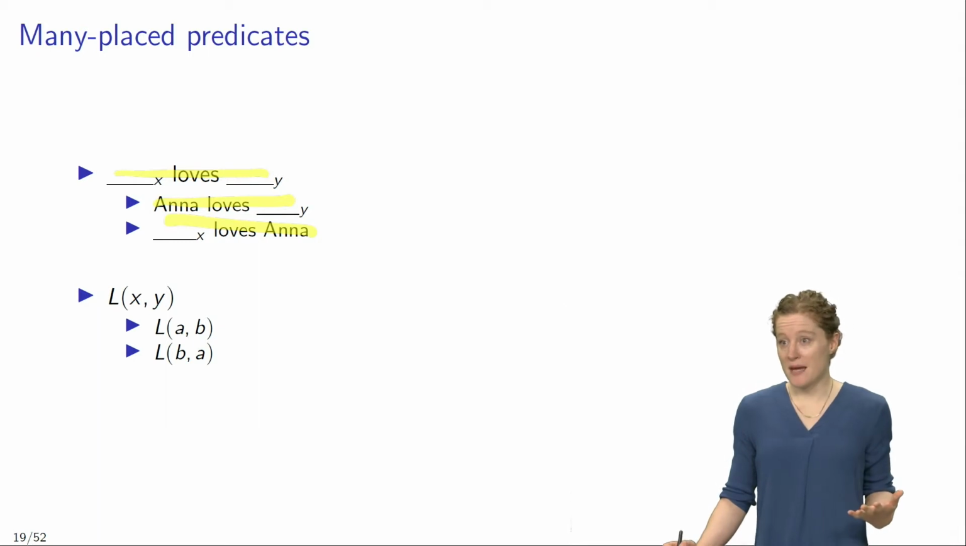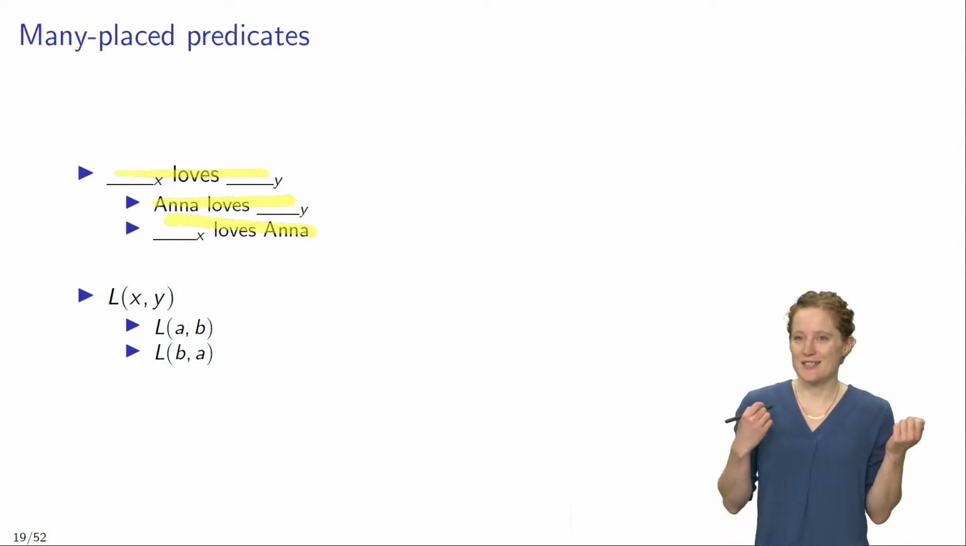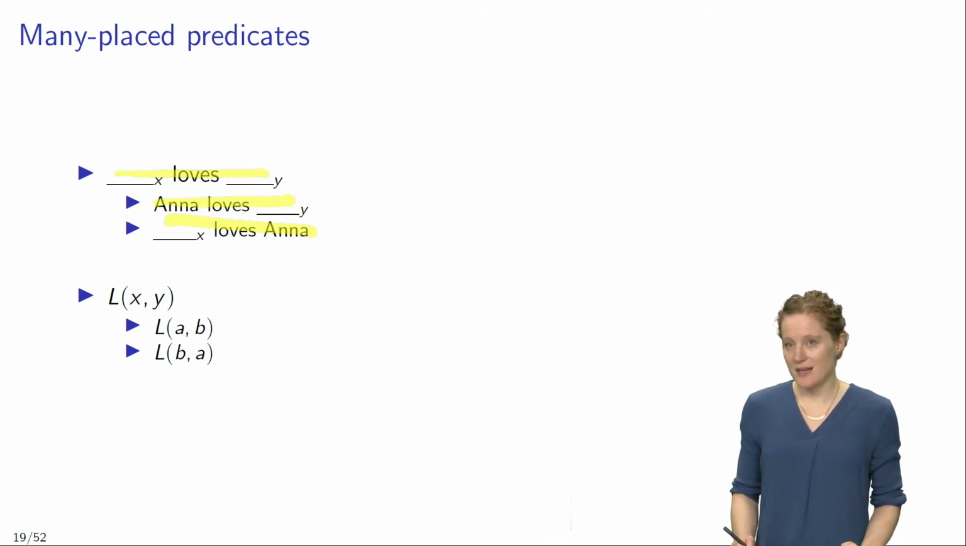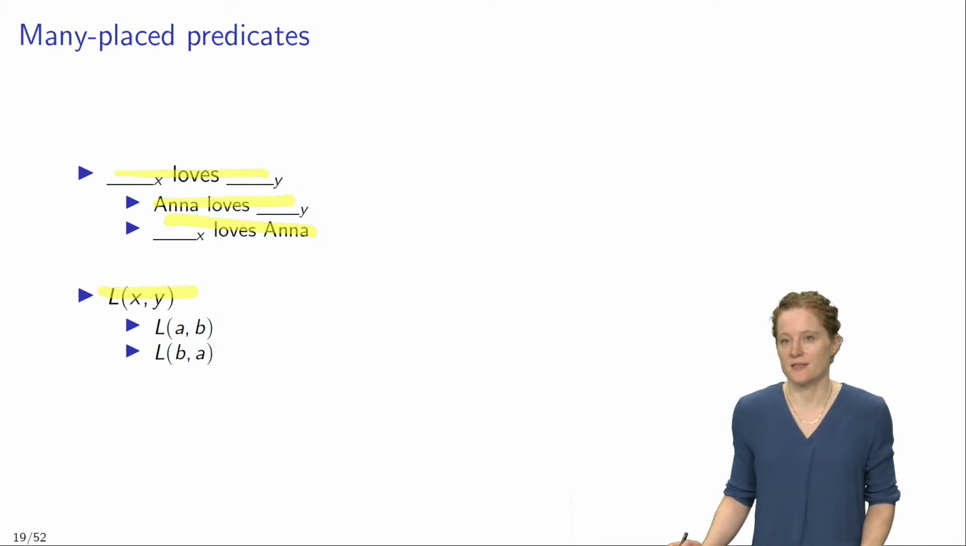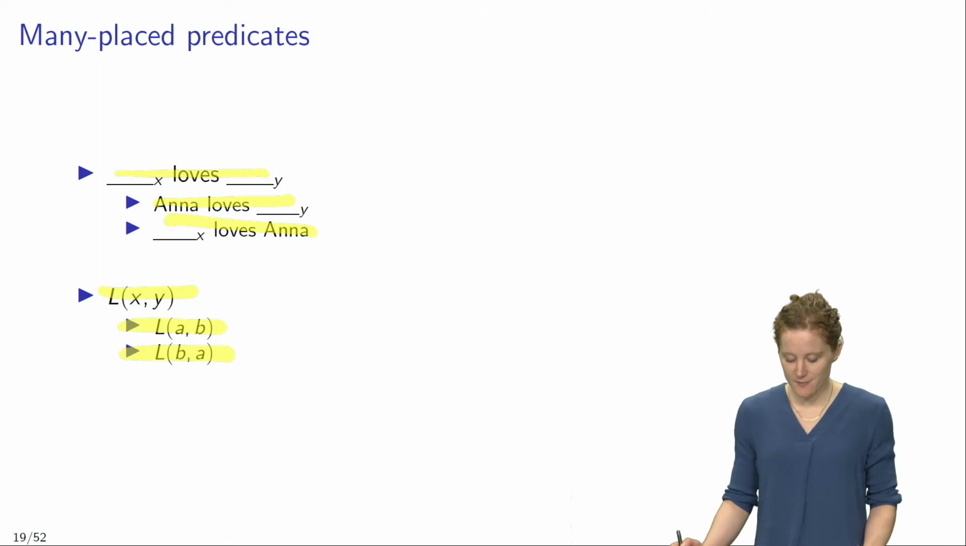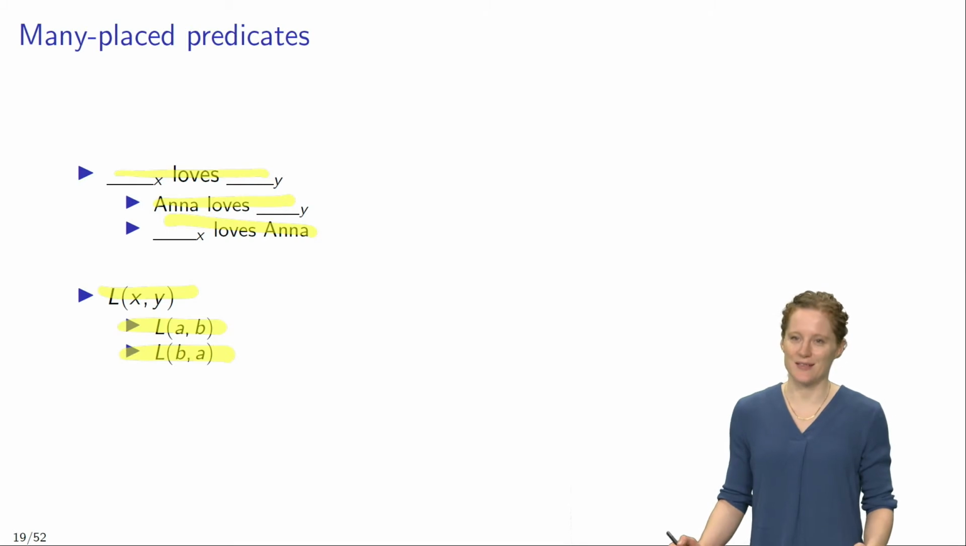And so whenever you use many placed predicates, it's important to pay attention to the order of the two blanks and to pay attention to which names you substitute into which blank. So when we think about FOL and not English, and we symbolize x loves y by means of the two-place predicate Lxy, what I just said means that these two sentences mean importantly different things. Lab symbolizes A loves B, but Lba symbolizes B loves A. And those are two importantly different sentences. So always pay attention to the order of the blanks and the order of the names in a sentence that makes use of many placed predicates.